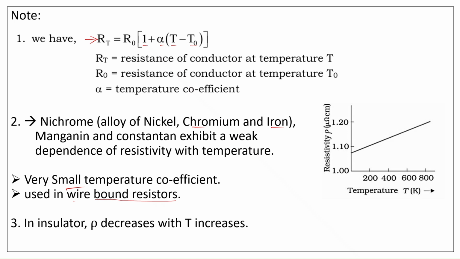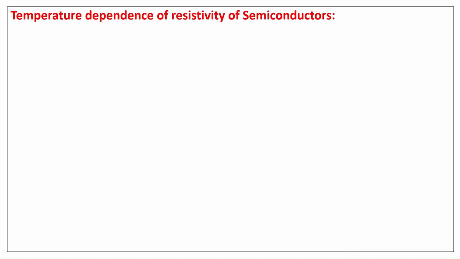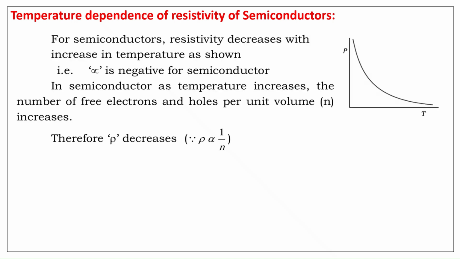3. In insulators, ρ decreases as temperature T increases. Next, temperature dependence of resistivity of semiconductors. For semiconductors, resistivity decreases with increase in temperature as shown. That is, alpha is negative for semiconductors. In a semiconductor, as temperature increases, the number of free electrons and holes per unit volume, N, increases. Therefore ρ decreases. That is, ρ is inversely proportional to N.